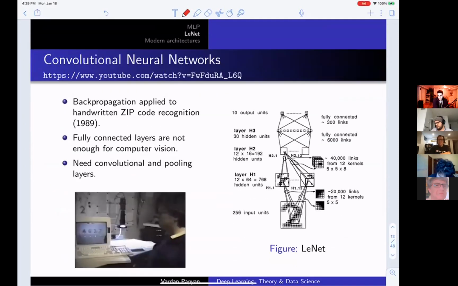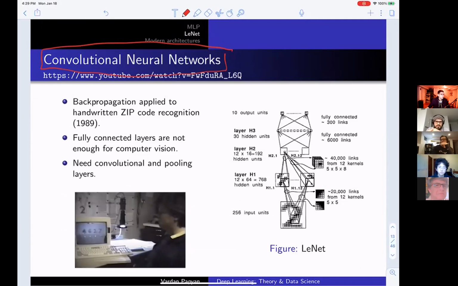Okay, so this was our first network. Next, we're going to talk about something called convolutional neural networks. Before we talk about convolutional neural networks, let us gain some motivation in the form of a YouTube video. So if everyone can go to this link and watch the YouTube video for the sake of motivation.